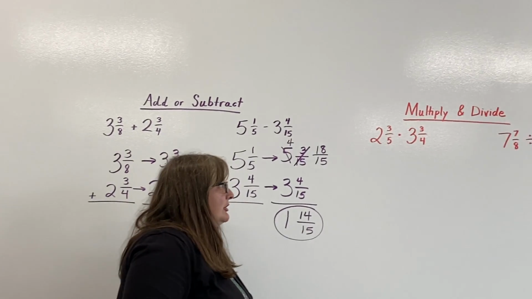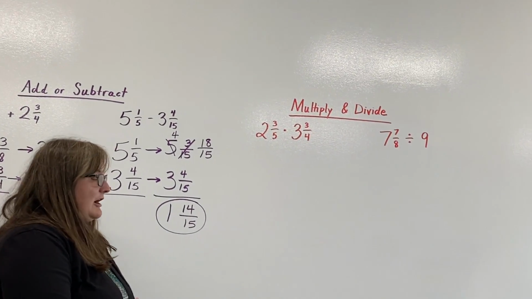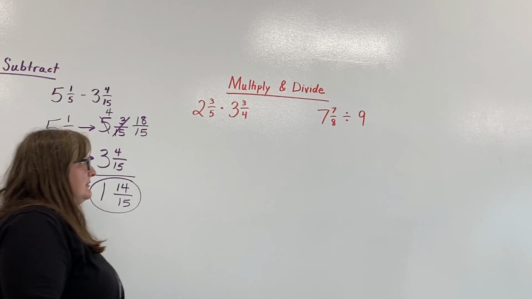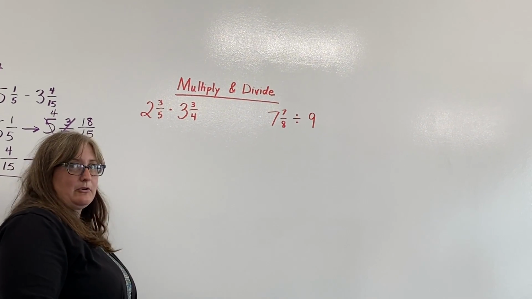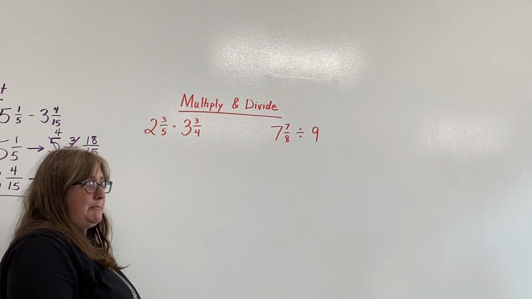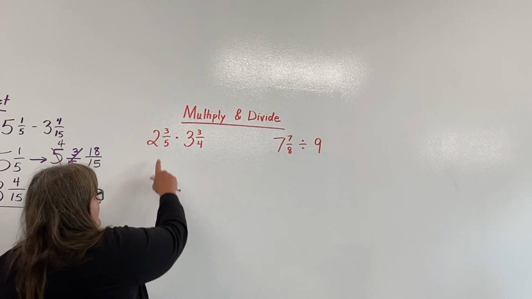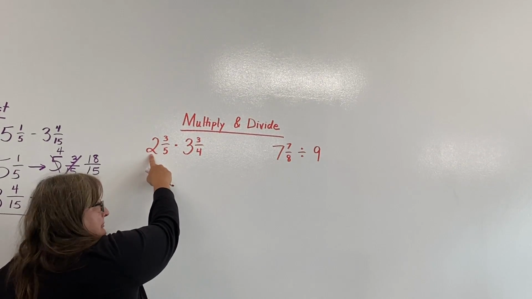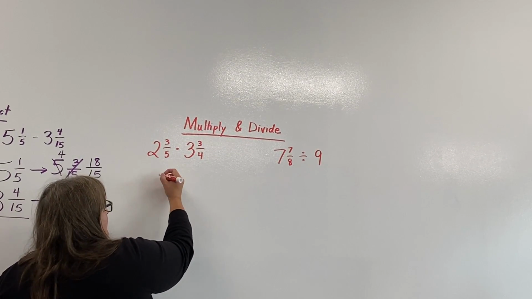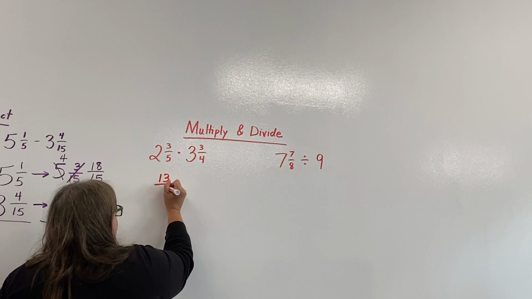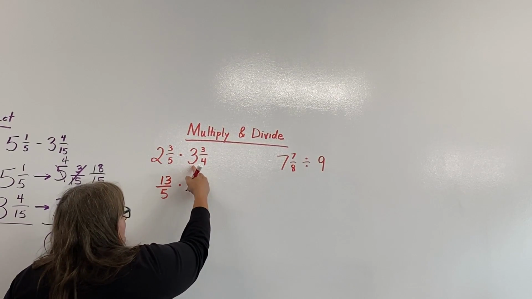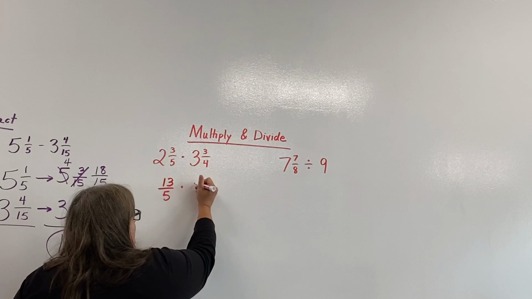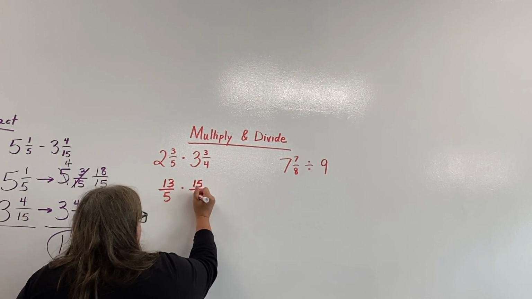The last thing we're going to look at is multiplying and dividing fractions. When we're multiplying or dividing fractions and we see mixed numbers, we have to first change them to improper fractions. So I do that by taking my denominator 5, multiplying by my whole number 2, and adding the numerator. So this would be 13/5. 4 times 3 is 12, plus 3 is 15.